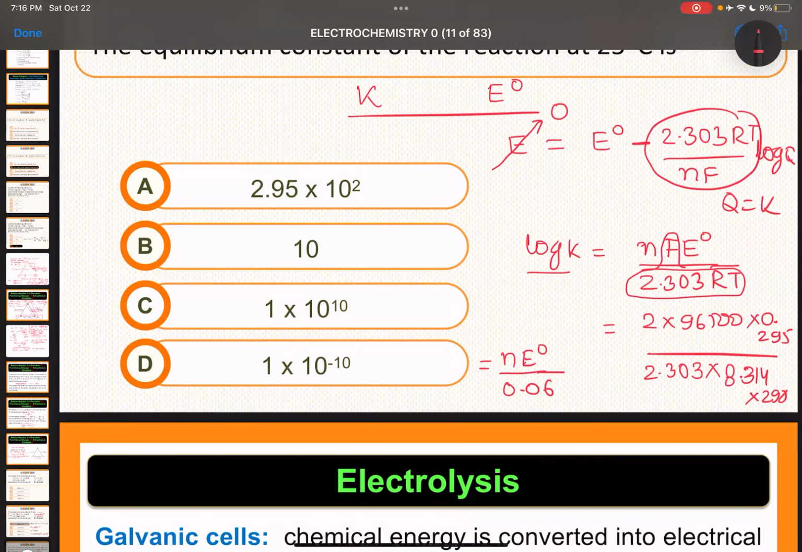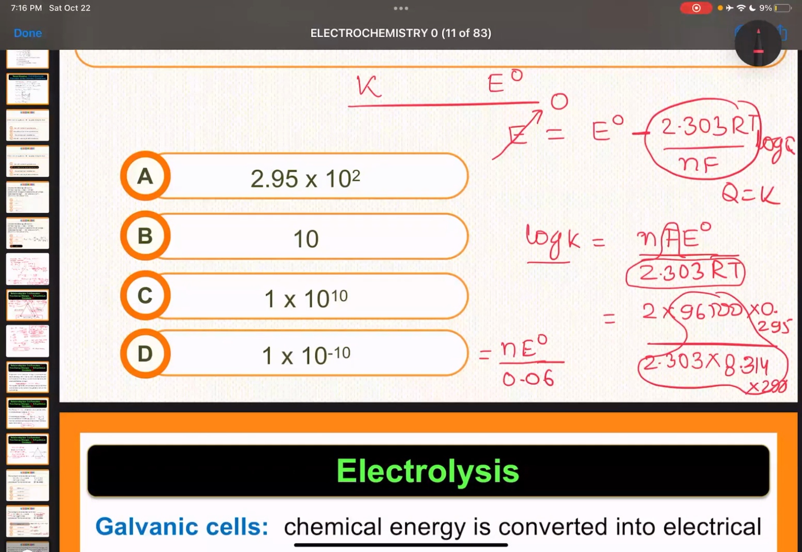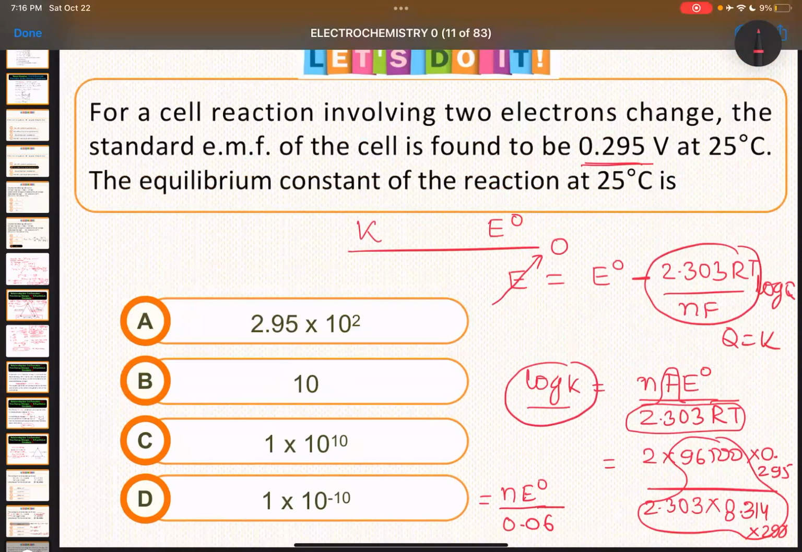Okay. Clear? n E naught over 0.06, with F and all that already simplified. 0.06 I have written. That is equal to log K. So how much is it going to be? Tell me. Just try it quickly. Yeah. Getting the answer?